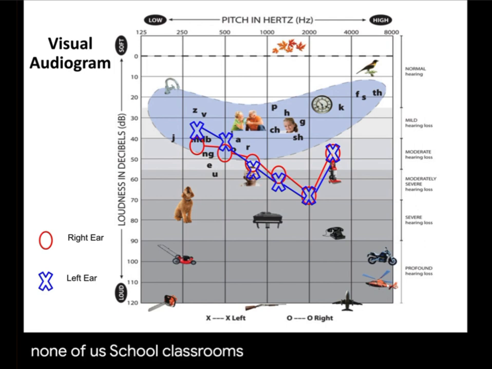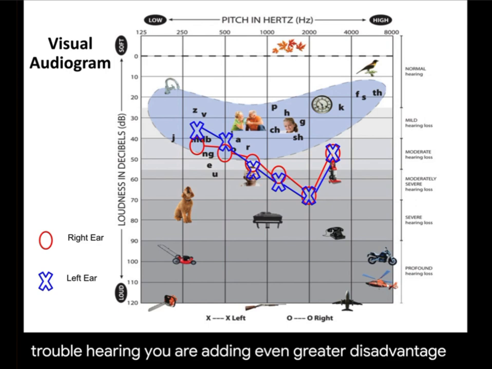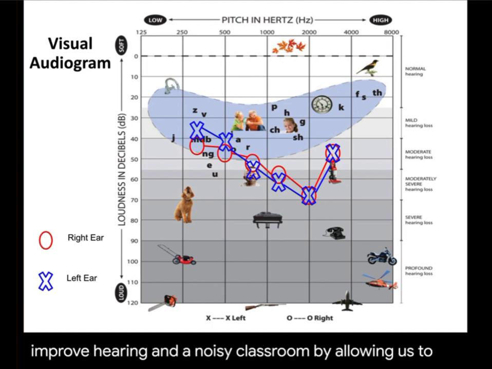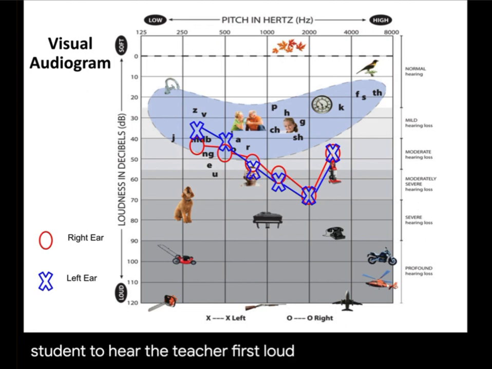School classrooms are naturally a noisy, imperfect environment for hearing. The rustle of paper and the scraping of chair legs can make it much harder for kids with normal hearing to understand what's said. If you have trouble hearing, you are at an even greater disadvantage. What can be done to help? Hearing aids can improve hearing, and an FM system can improve hearing in a noisy classroom by allowing a student to hear the teacher first, loudest, and clearest, functionally eliminating background noise in the classroom.